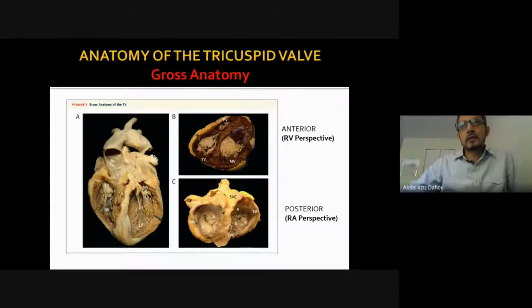If you look at the valve from the posterior perspective, from the right atrium perspective, we cut part of the right atrium on image C here on the bottom right. You can see the anterior leaflet here is the one toward the aorta. We cannot see the aorta very well here, but in direction to the superior vena cava. The posterior will be on the opposite side, and the septal leaflet toward the septum and the mitral valve. The one at the bottom is the surgical view. The surgeons use this view for tricuspid valve repair.